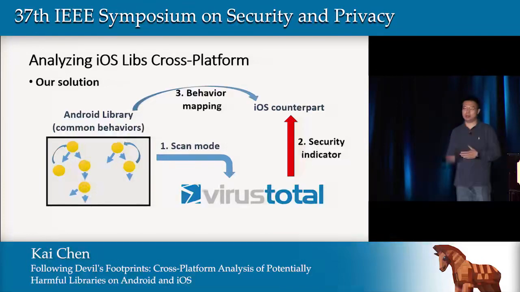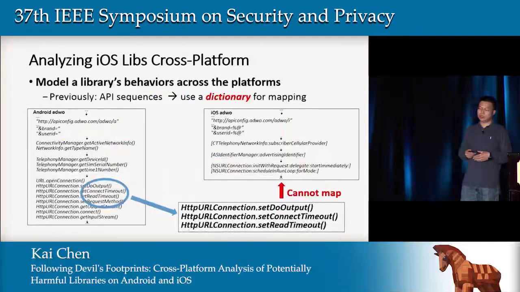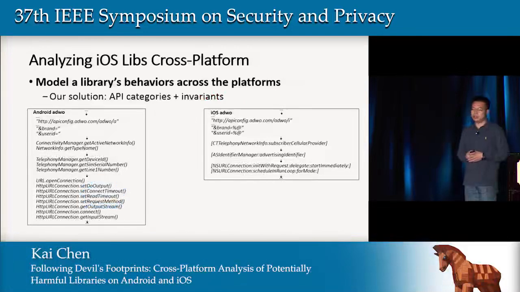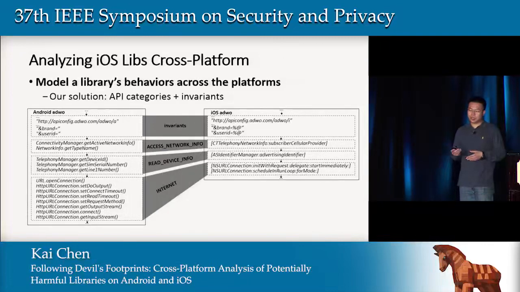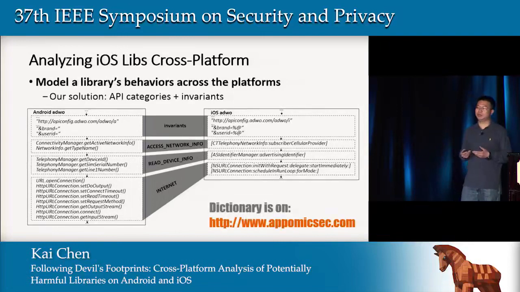So we do this behavior mapping. Here we model a library's behavior across platforms. Previously, people could use this API sequence. It's easy to use a dictionary for mapping, but on iOS and Android, it's difficult to do that, because they have two frameworks and two API sequences. So here we use API category plus environments for this mapping. We also manually built this dictionary, and we want to put it open on this website, appomixsec.com.